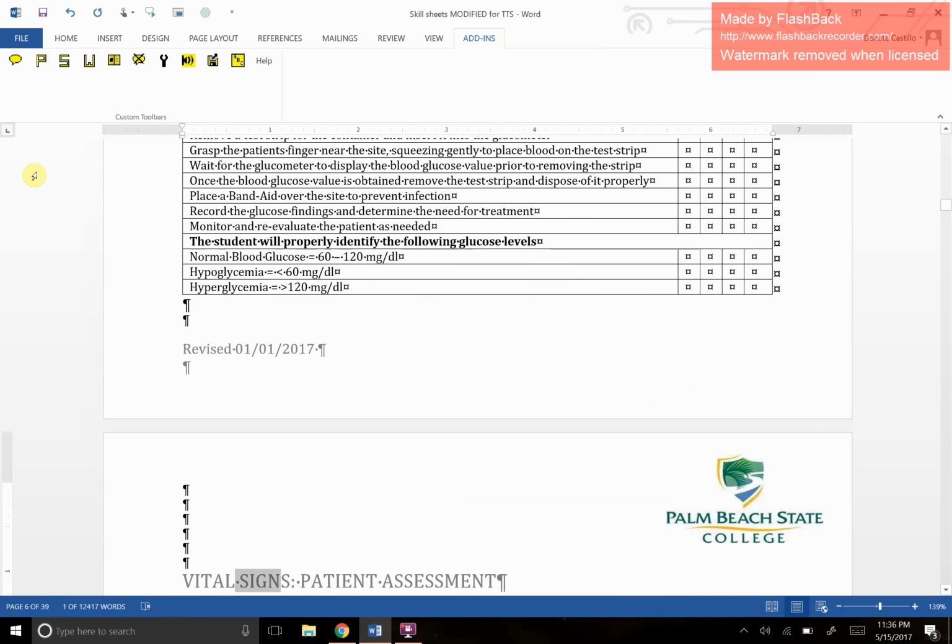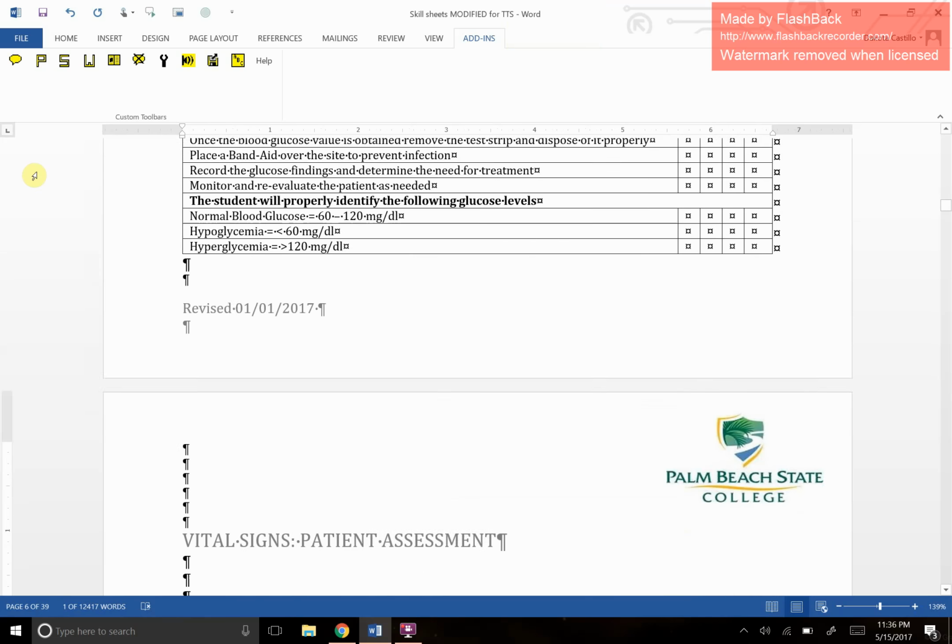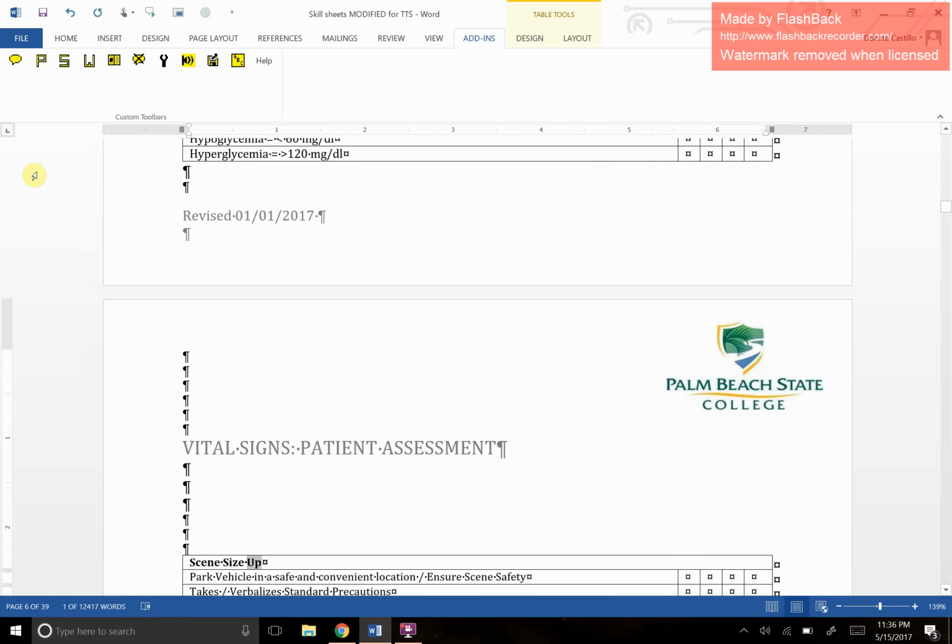Vital signs: patient assessment. Scene size up. Park vehicle in a safe and convenient location, ensure scene safety.